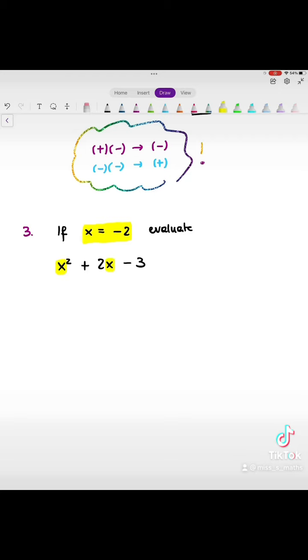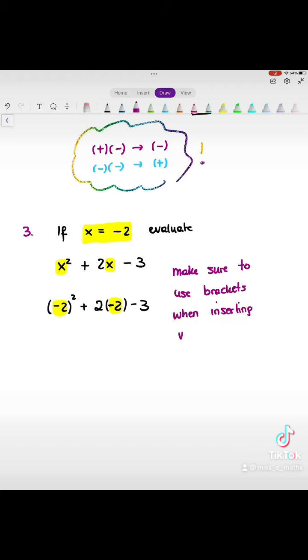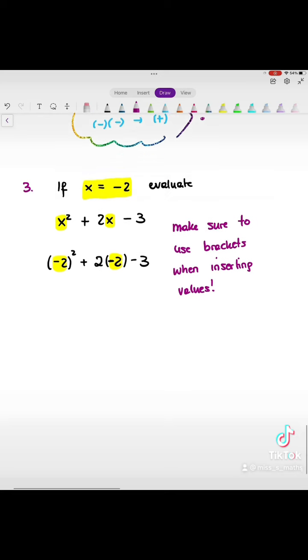Now, in the last exercise there, I'm giving you a negative value for x, -2, and we're evaluating x squared plus 2x minus 3. Again, we're going to replace every x value with -2 in a bracket. This is especially important here now when we're squaring. Now, why is it so important?